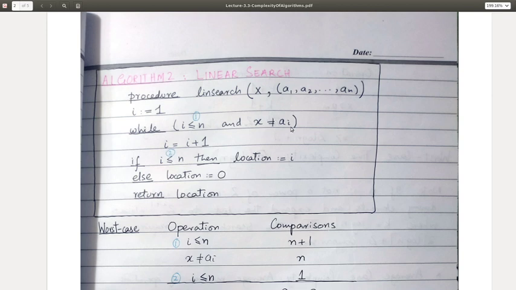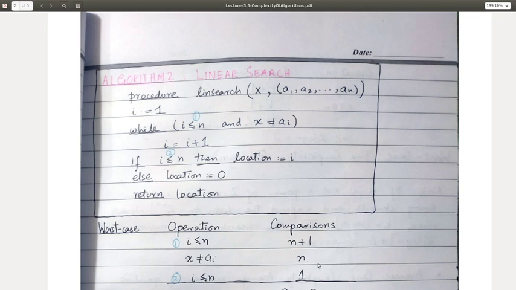Second, you're checking whether the ith element is the same as the x element. This happens n times because this is not checked when you're exiting the loop. When you're exiting the loop, the first condition already fails, so you don't check this at all. Because this is an AND operator, and an AND operator needs both of them to be true, as soon as the first is false, you don't need to check this. And so we check this only n times. And finally, outside the loop, this comparison happens only once.